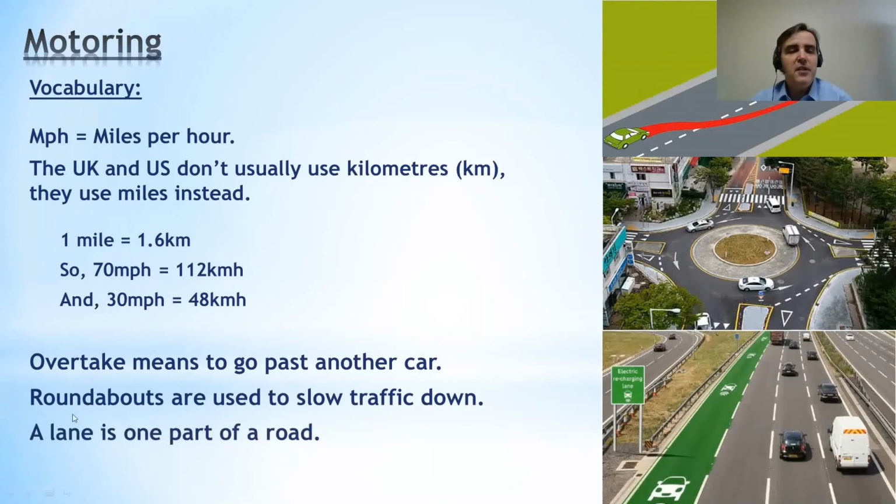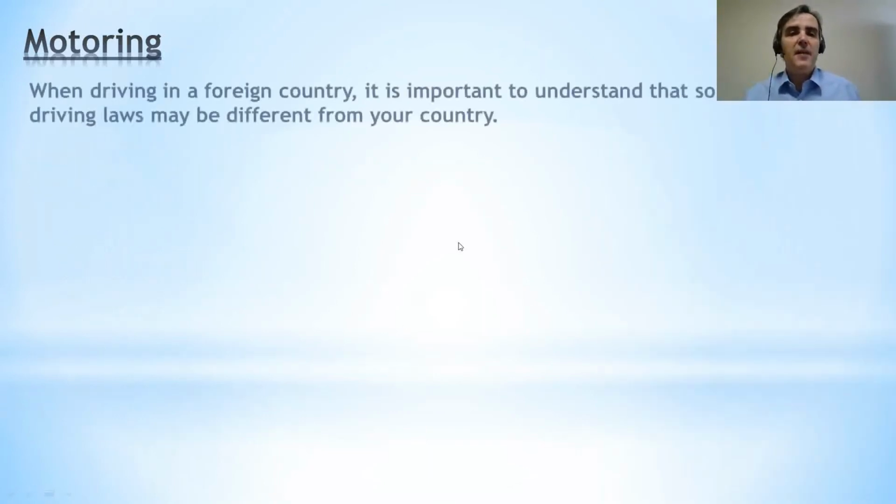And we're also going to need to know the word lane. So a lane is one part of the road. So this road down here, we've got 1, 2, 3, 4 lanes on the one road. This road over here has 1, 2 lanes. So this vocabulary is going to be useful for the next thing we're going to do today.